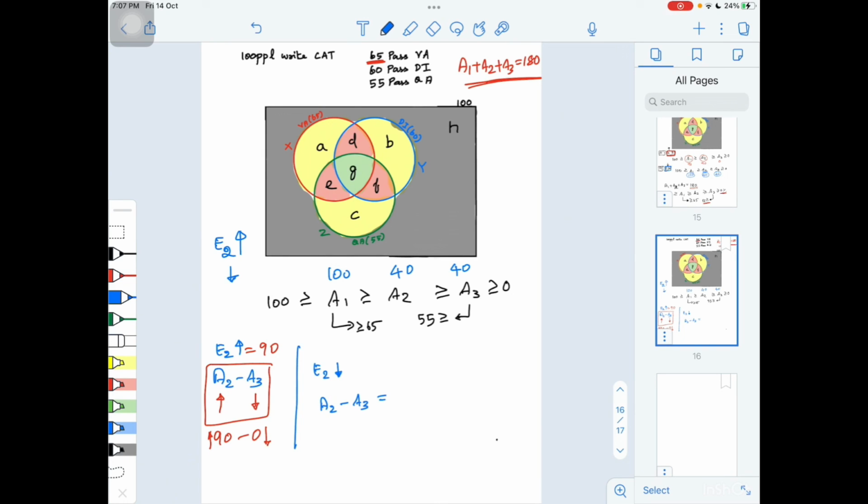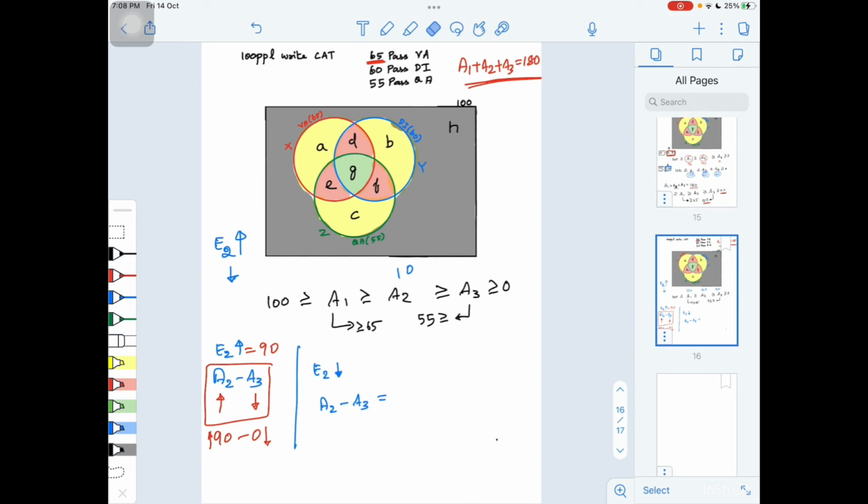No condition is getting violated. A1 greater than or equal to A2, perfect. A2 greater than or equal to A3, perfect. A3 greater than or equal to 0, perfect. A1 is greater than or equal to 65, perfect. A3 is less than or equal to 55, perfect. Every condition is getting satisfied. So this is one case.